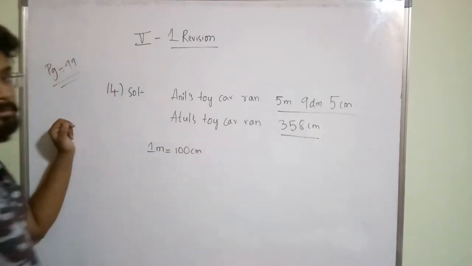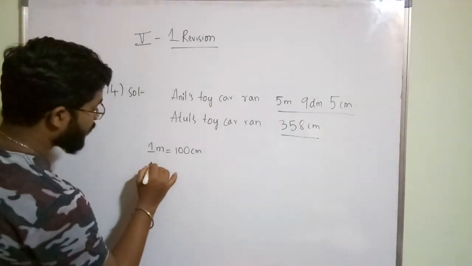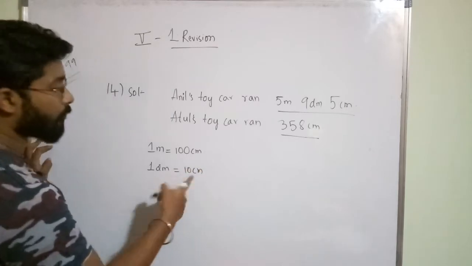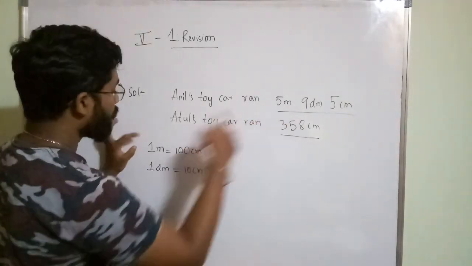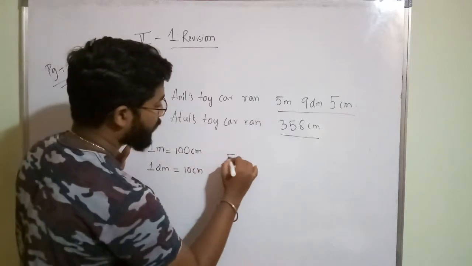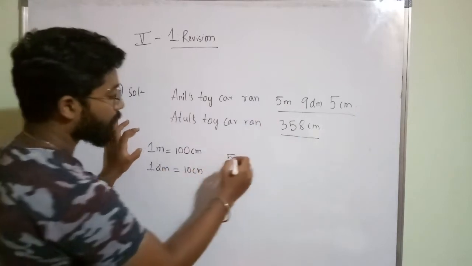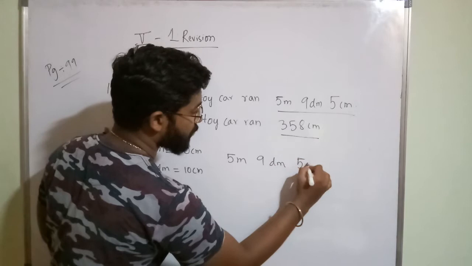1 meter equals 100 centimeters. Okay, and next one, 1 decimeter equals 10 centimeters. So 5 meters is there, no? So 5 meters means, instead of meters, what can I write? 5 meters 9 dm 5 centimeters is there, no?